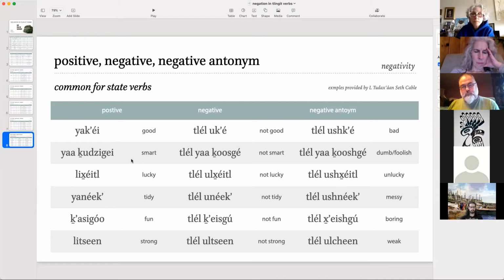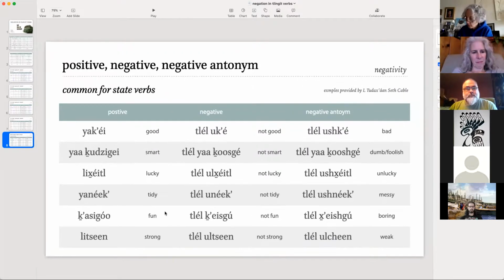Stu Dukan is a linguist from Massachusetts who used to come up here every summer and do a bunch of awesome work. So he'd get these elders together and he'd think of these things to get them to talk, and it would reveal a bunch of stuff. Like we knew that this was the case, but at least I couldn't figure out why there was yak e, klesh uk e, klesh ushk e. I was like, why was that? And so for a few of these verbs, there is an opposite. So you can have fun, not fun, and boring, right? But those are different things.